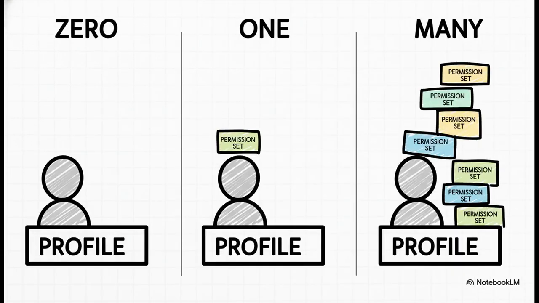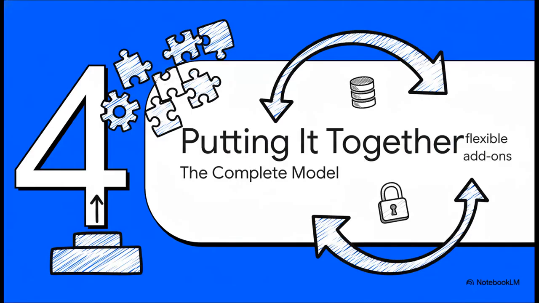And this is where all the flexibility comes from. A user is locked into their one profile, sure, but they can have 0 permission sets, or just 1 or even 100 of them, stacked right on top, with each one granting a very specific, granular ability. So, we have the foundation, our profiles, and we have the flexible add-ons, the permission sets. How do we put them together to build a really smart, scalable security model?